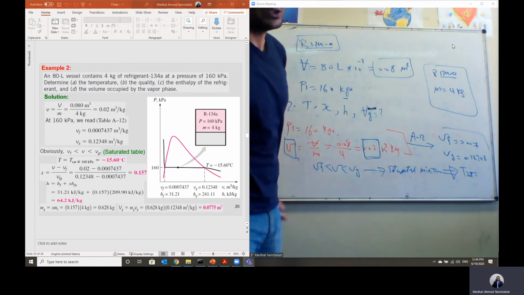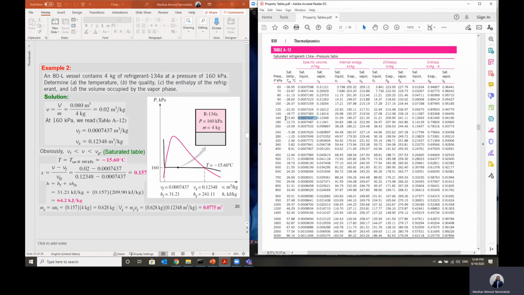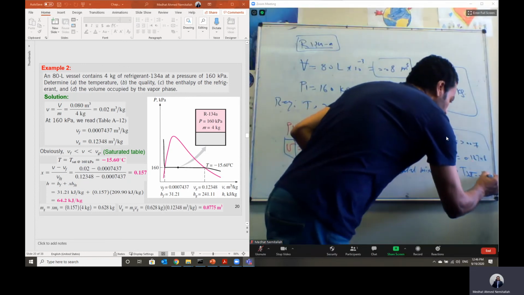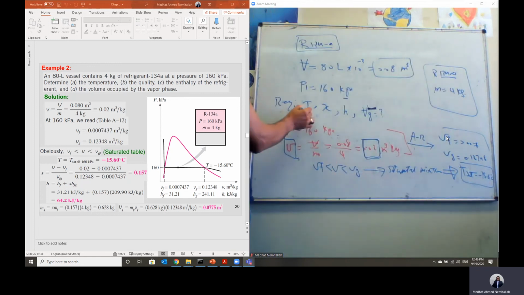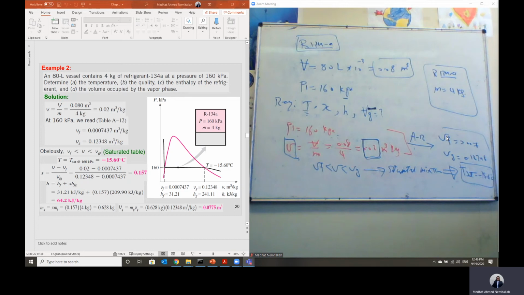And in this case, the saturation temperature at this pressure equal to 160 kilopascal is minus 15.6. So the temperature at this state is equal to minus 15.6 degrees C, and this is actually the temperature of the saturated mixture. And we said when the state is saturated mixture, we have to calculate the value of X, and he is asking actually about the value of X.